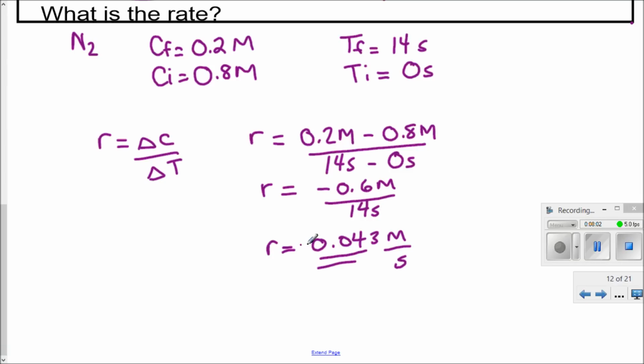Now, this is a negative value, actually. So that means the rate of disappearance. It's disappearing, okay? And the reason why it's disappearing is because it's a reactant, and reactants disappear, whereas products are produced over time. So reactants will always have a negative rate, while products always have a positive rate.